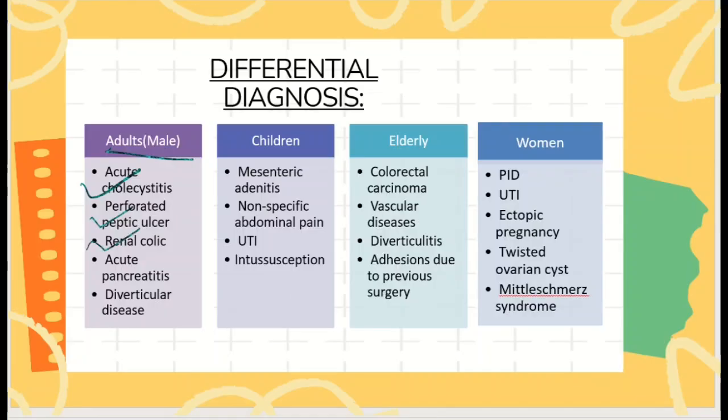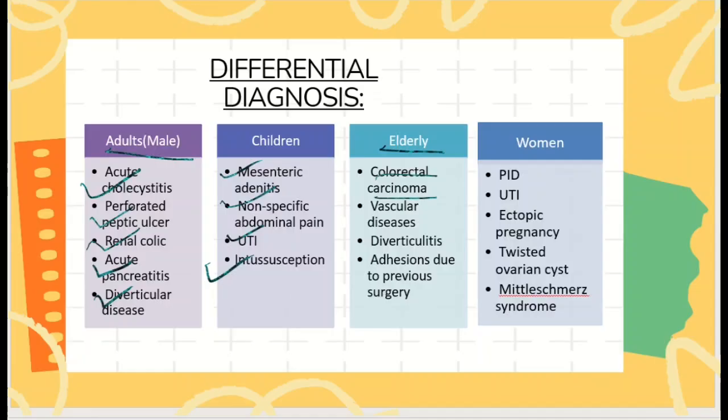Now coming to elderly people, in elderly age group, malignancy should be suspected first. So we have to think about colorectal carcinoma, ischemic vascular disease, or it can be a case of diverticulitis, or sometimes we see there is adhesion because of previous surgeries or exploratory laparotomy.